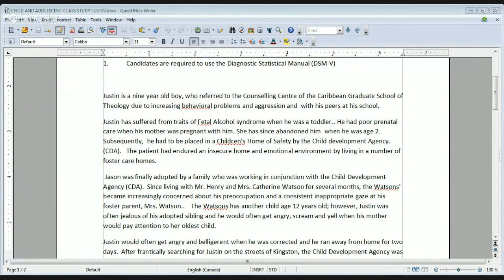What, the aggression, Dr. Mark? No. I'm saying he has suffered from traits of fetal alcohol syndrome when he was a toddler. We now know that the current behavioral phenomenon has been linked to when he was a toddler. I'm asking you, is it precipitating, perpetuating, predisposing, or are there absent or protective factors? I believe the fetal alcohol syndrome would have been a predisposing factor.